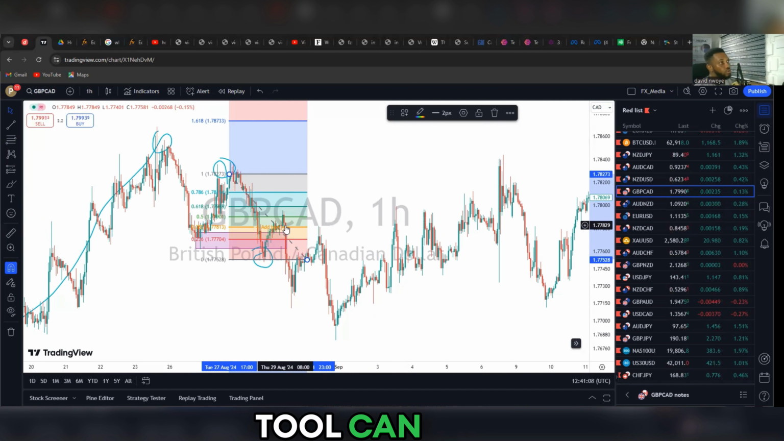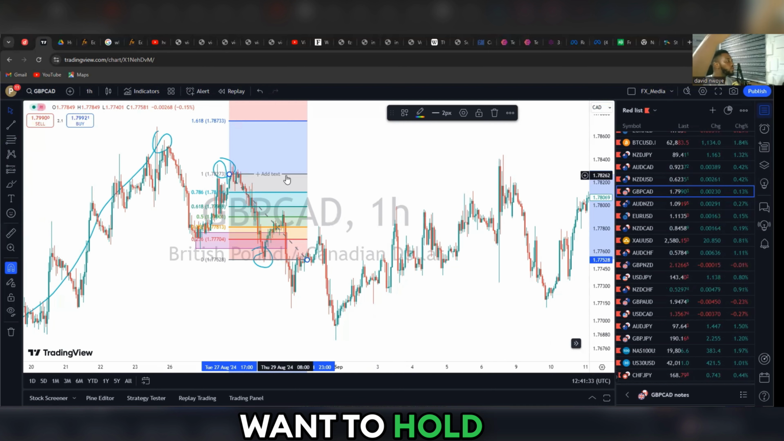Now, your Fibonacci tool can be used as a form of take profit. Take note of this. You can use your zero level right here as your first take profit if you are selling, and if you're buying, you can use this high one right here for your first take profit. Then it's up to you whether you want to hold to the other levels, your choice. But I'm just showing you where you can map out your first take profit using your Fibonacci tools.